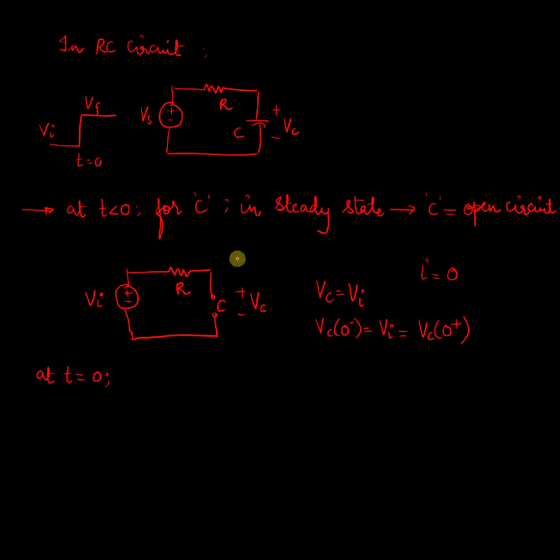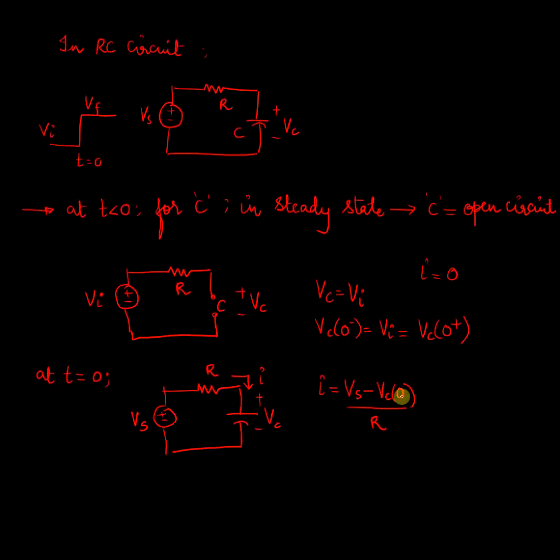There will be some flow of current. That is because now the element capacitor is going to come into the picture. So there will be some flow of current, and this flow of current is given by I equal to the source voltage Vs minus the voltage across the capacitor, divided by the resistance.